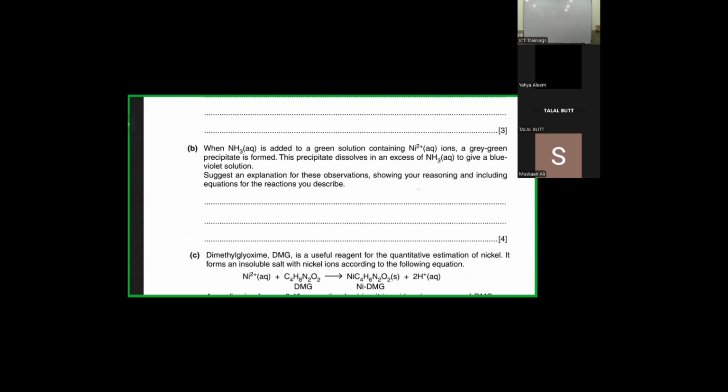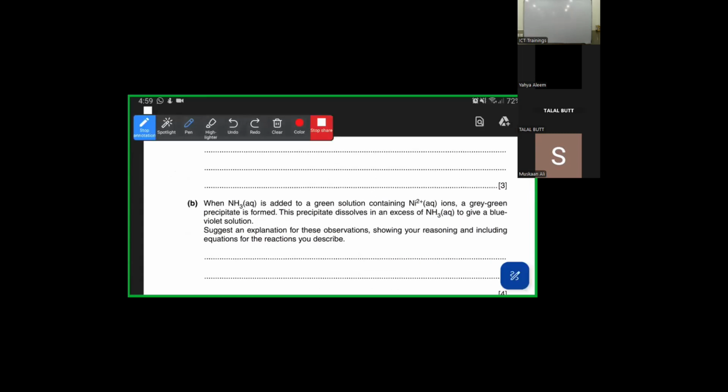So these are the same questions. Look at this, the same nickel one that I told you to memorise. When ammonia is added to a green solution containing nickel plus 2 aqueous ion, a gray green precipitate is formed. This precipitate dissolves in excess of aqueous ammonia to give a blue violet solution. तो ये देखिए इसमें लिखा हुआ है, तो इसमें आपने इक्वेशंस वगैरह सारी बनाईं.